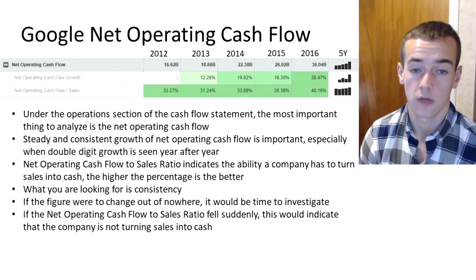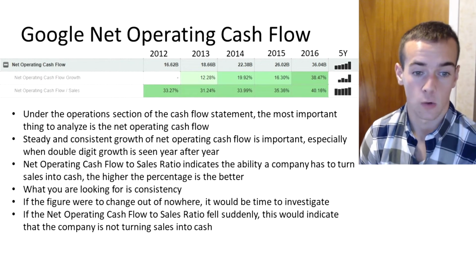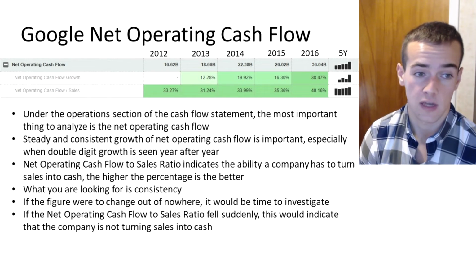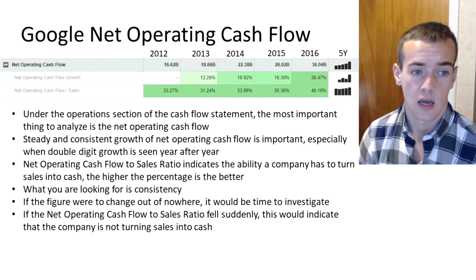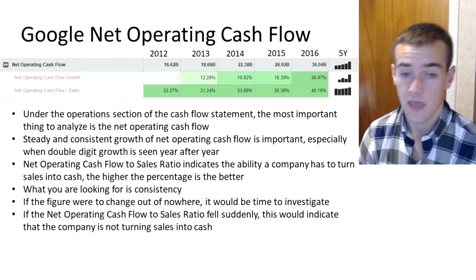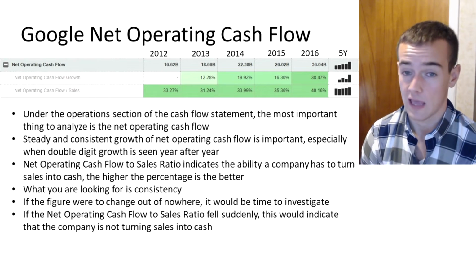So again, what we're looking for with both of these here is consistency. You want to see consistency. So if the figures were to change out of nowhere, that would be a red flag. If all of a sudden they had a 30% operating cash flow to sales ratio and it fell to 10%, that means that the sales are not being converted into cash, and you need to analyze why that may be.